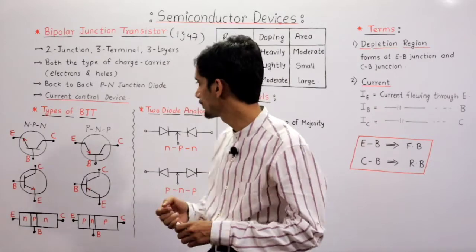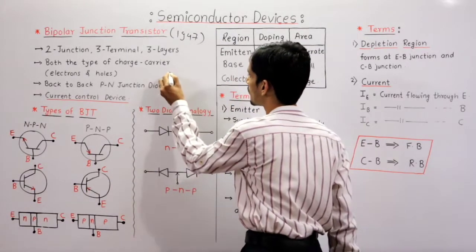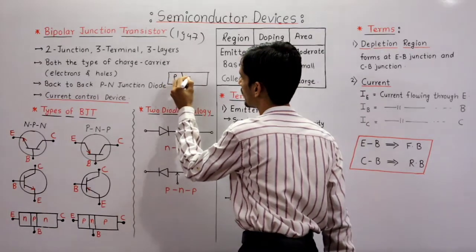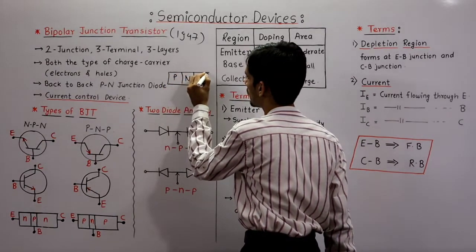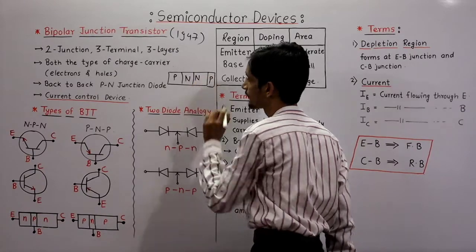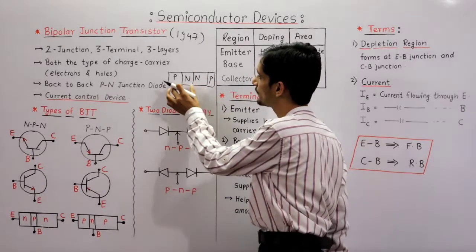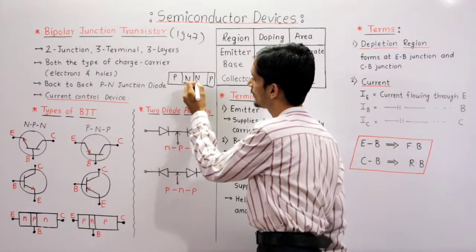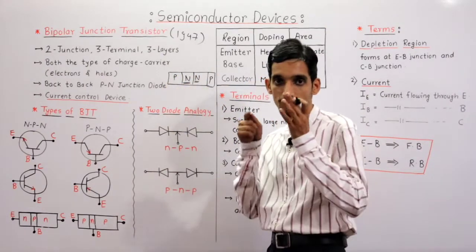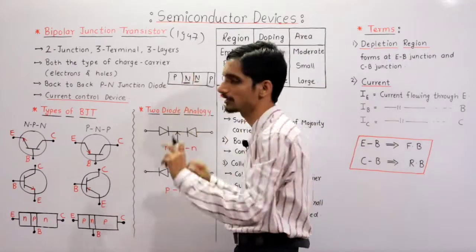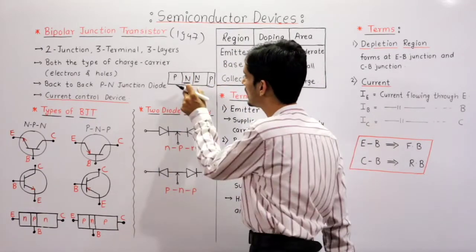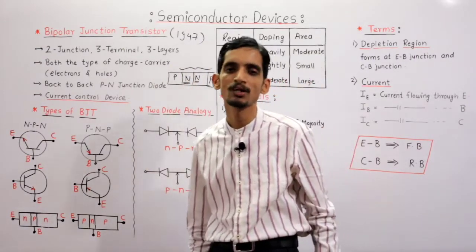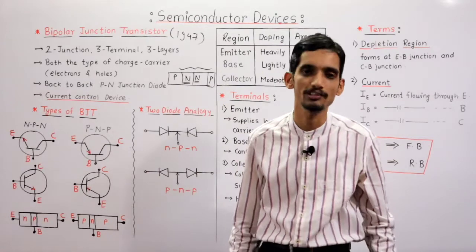Why two junction? Because in case of BJT, if you observe, suppose this is P, N, and again here suppose P. So it consists of two PN junctions, and this N region is sandwiched between two P type semiconductors. So whenever N type semiconductor is sandwiched between two P type semiconductors, it is called a PNP transistor.